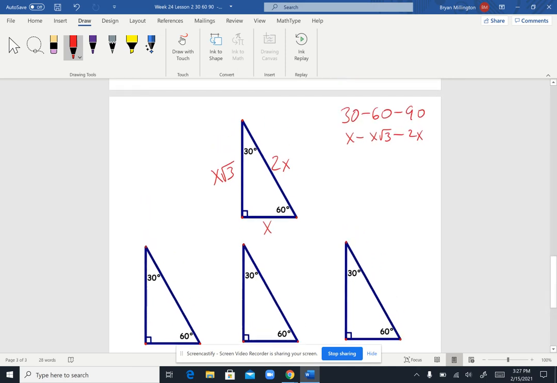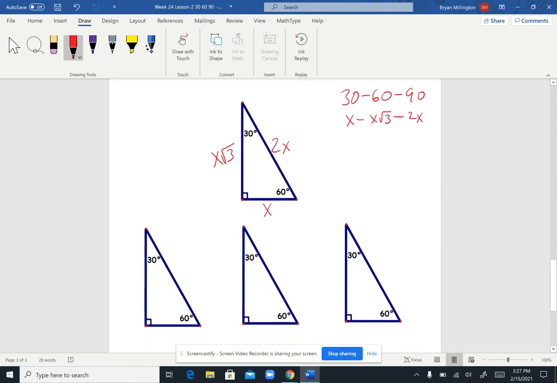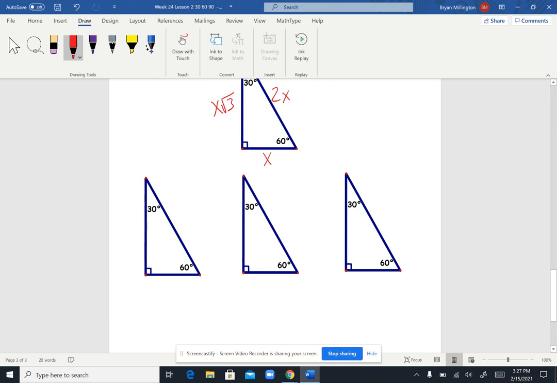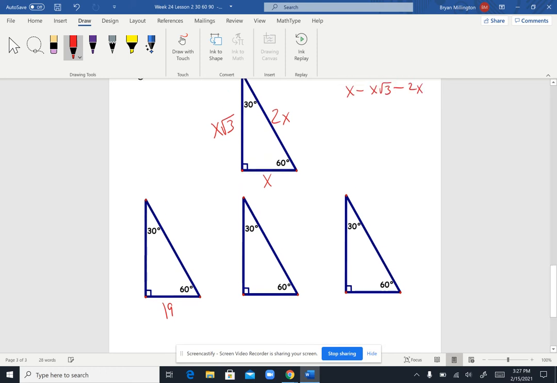Okay, so let's try out a few and see if you can get the missing sides. Let's say on this first one that I give you that this is 19. Think about the pattern and see if you can find what the other two sides are, and then unpause it and watch the solution. All right, hopefully you tried that and you're back. This side is 19, so I'm calling that x. That means the side over here across from the 60 would be whatever that is times root 3. So in this case, 19 root 3. And then the hypotenuse is always 2 times whatever the short leg over here is. So 2 times 19 will give me 38.